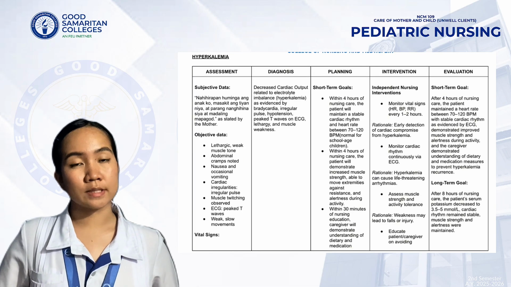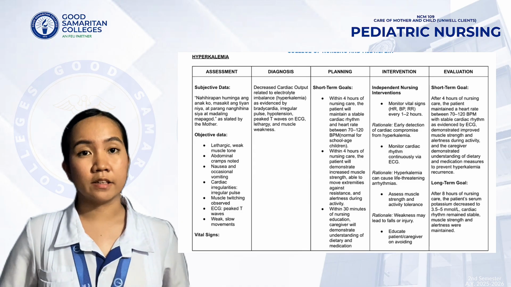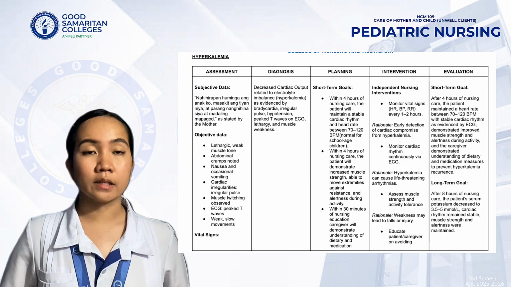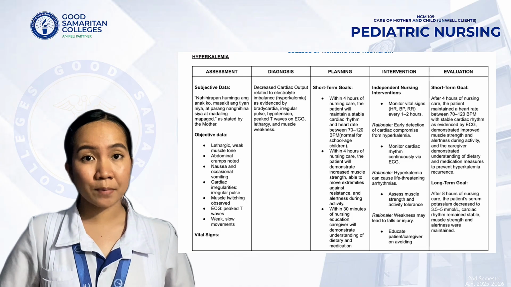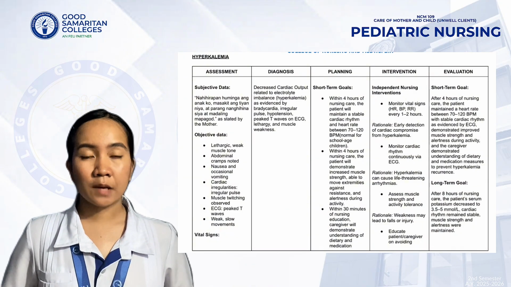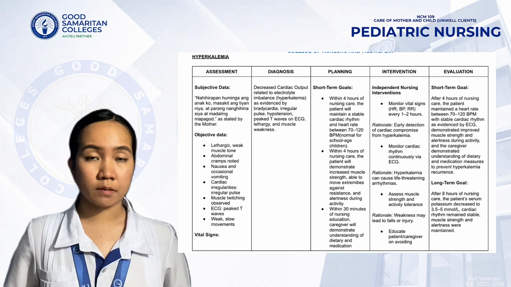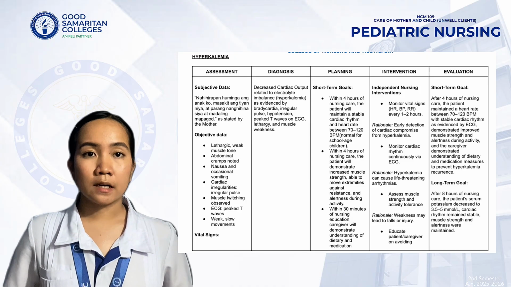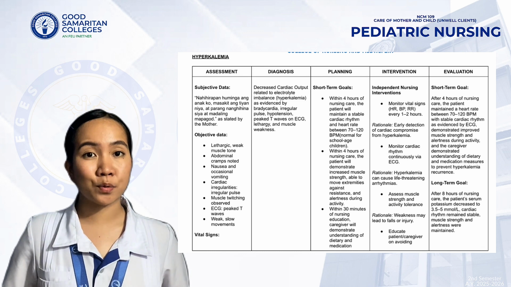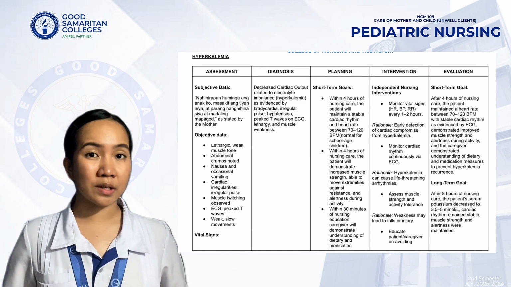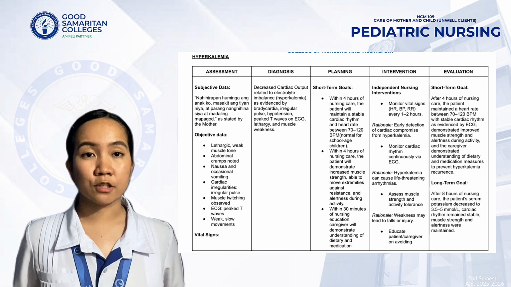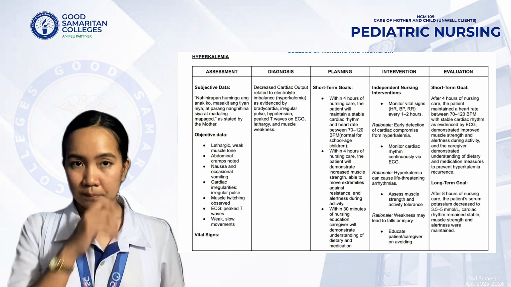So for diagnosis, based on the data gathered, our nursing diagnosis is decreased cardiac output related to electrolyte imbalance or hyperkalemia, as evidenced by bradycardia, irregular pulse, hypotension, peaked T waves, lethargy, and muscle weakness. So, to simplify, ibig sabihin po nito dahil mataas ang potassium, naapektuhan po ang electrical activity ng puso, kaya nagkakaroon ng abnormal heart rhythm at mahinang pag-circulate ng blood ng bata.